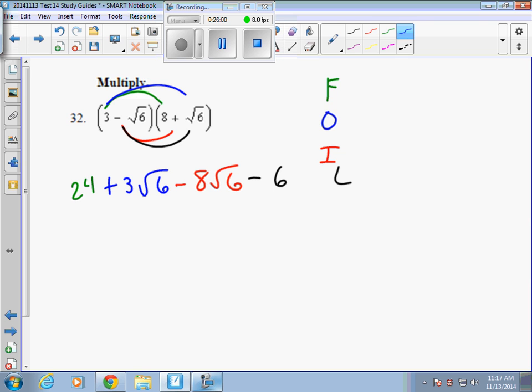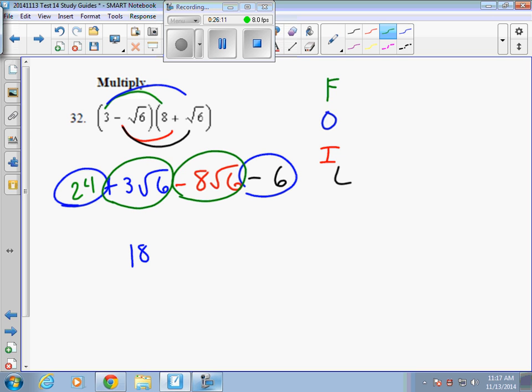Put your like terms together. Your like terms in this case, 24 and negative 6 is going to be 18. And 3 times the square root of 6 minus 8 times the square root of 6 is negative 5 times the square root of 6. And that's all you can do with that.